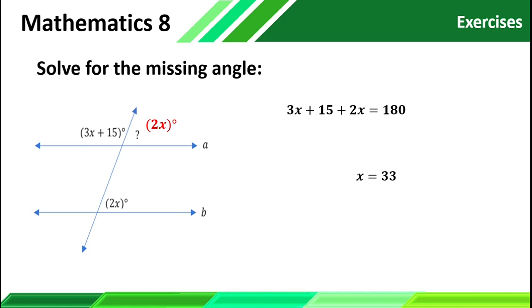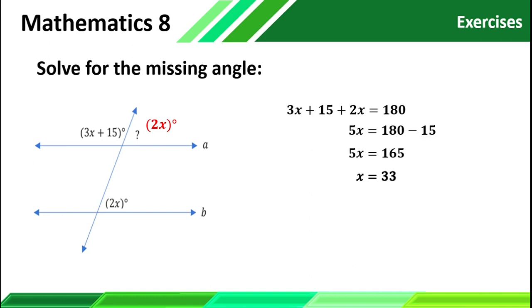We combine like terms, so we will have 5x equals 180 minus 15 and 5x equals 165. We divide both sides by 5, so the value of x is 33. But we are not yet done. We are looking for the value of 2x, not x.